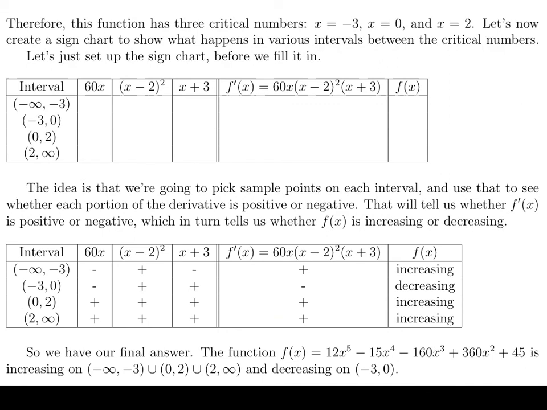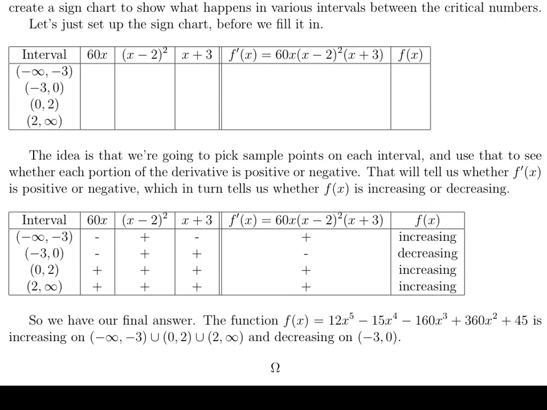Okay, we've got our final answer now. The original function is going to be increasing here, and so we'll just take those intervals and piece them together. It's increasing from minus infinity to minus 3, 0 to 2, and 2 to infinity. And then it's decreasing only here from negative 3 to 0. So this is going to take a little bit of work on your part to just double check to make sure that the table is really filled in correctly. Okay, that's all for now.